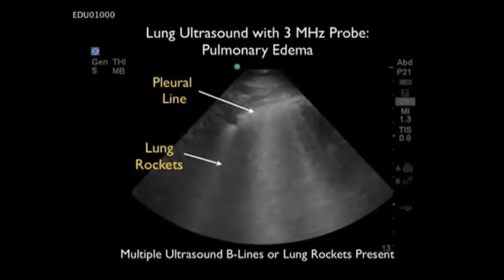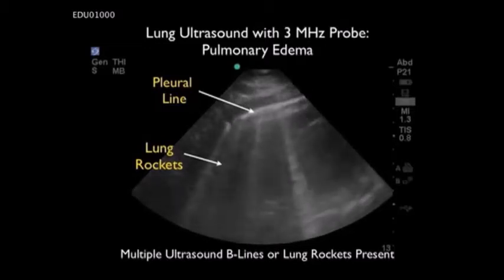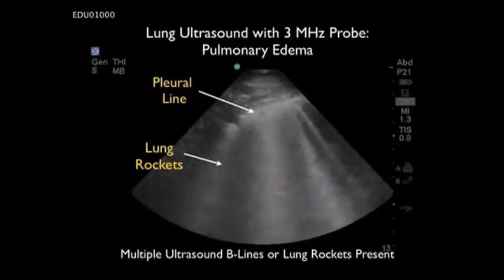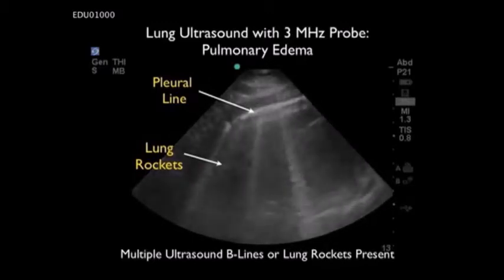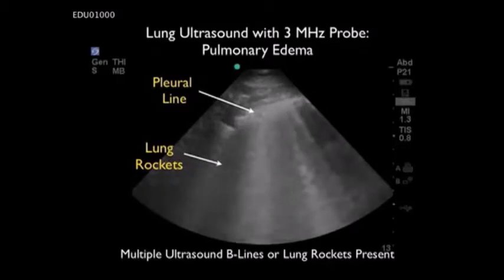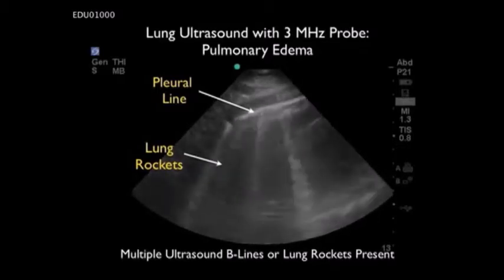Now, while the presence of ultrasonic B-lines is indicative of a syndrome known as alveolar interstitial syndrome, or AIS, which just shows the presence of fluid within the alveoli, if this is diffuse on both sides of the chest, this is more indicative of pulmonary edema and the presence of tank overload.